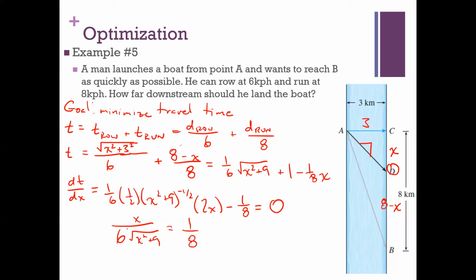All right, so from here, what do we do? So I'm going to go ahead and cross multiply. So I'll get 8x equals 6 times radical x squared plus 9. Really don't like having to deal with the radicals, so I'll square both sides. 64x squared equals 36 times x squared plus 9.